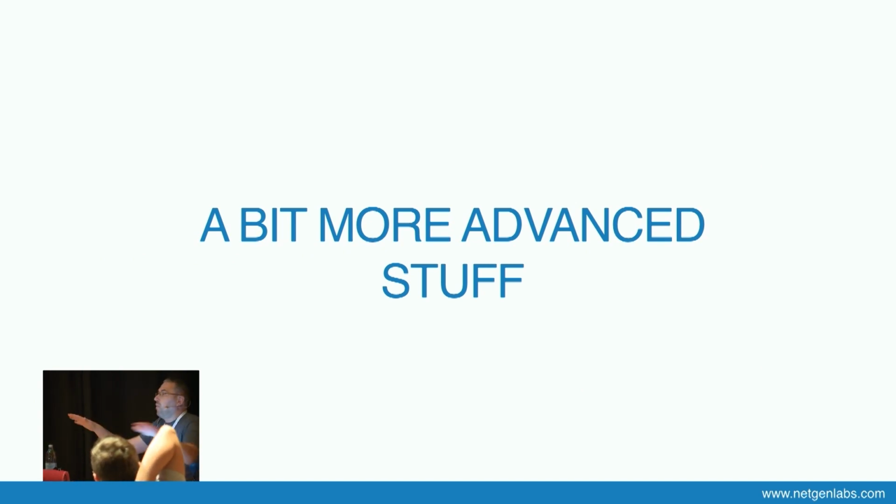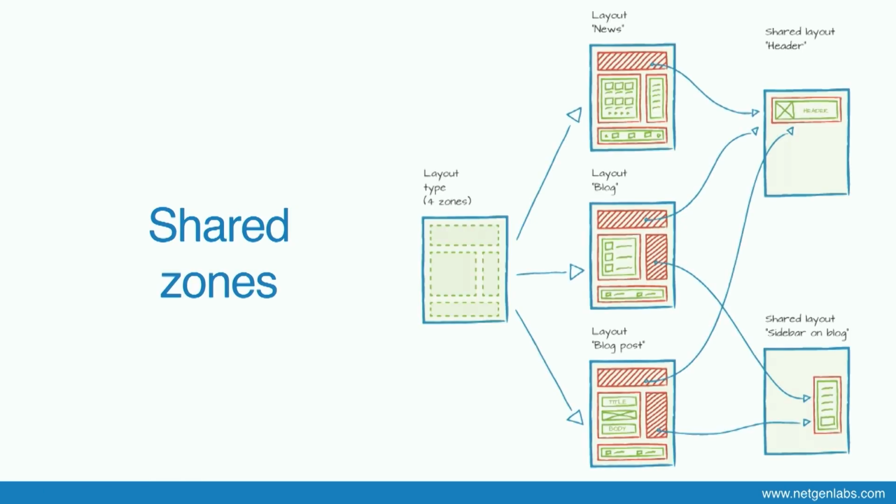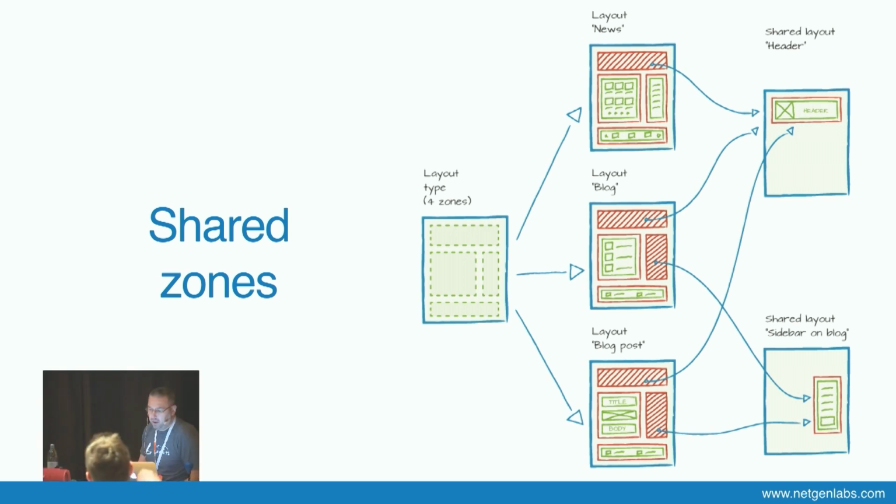Okay, so this was very simple. Do you have any questions? I mean, for anyone who ever built a website, this is very typical, okay? So now we can come to a bit older diagram, but it's still valid. It's about how you reuse the same blocks across the site. This is what we call linking of shared zones.